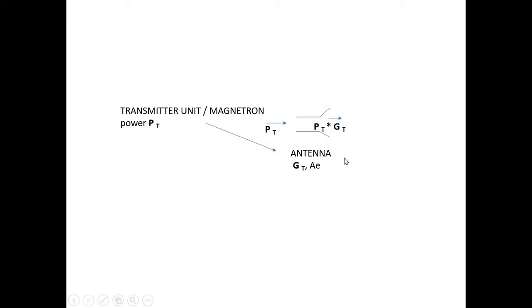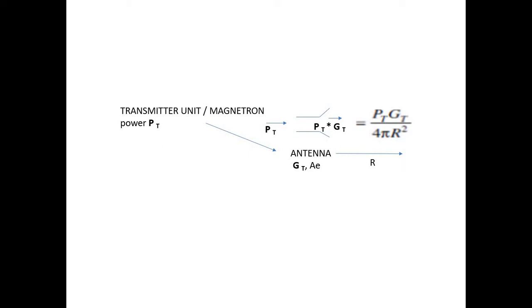Now we want to calculate the power at target. So the distance of the target from radar station is R. So we have to calculate the power density at R. So the power density will be PT into GT divided by 4 pi R square.